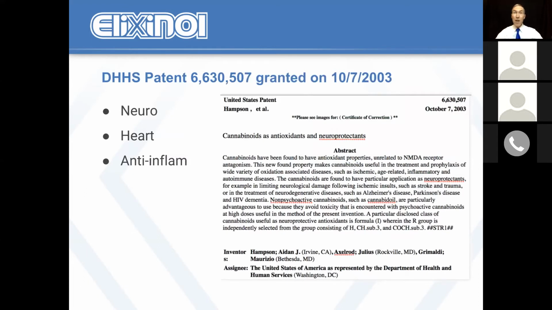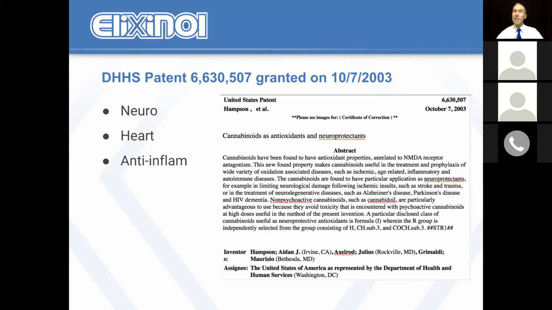Now here is an interesting piece of evidence that I think should be at the top of your list. It's the Department of Health and Human Services patent that was granted in 2003 as a neuroprotectant, a cardiac protectant, and an anti-inflammatory. They list a number of pieces of evidence, but the fact that this was granted and accepted, even with a misspelling of cannabidiol.